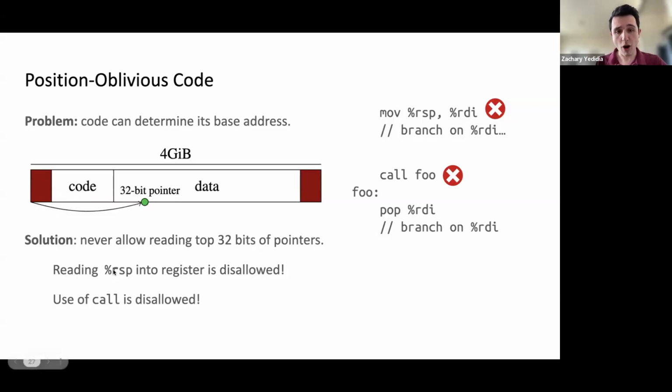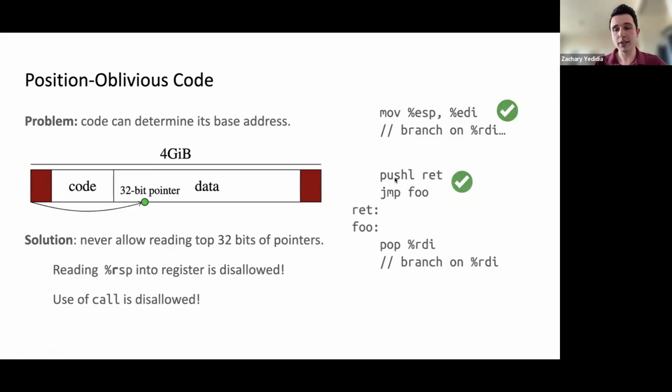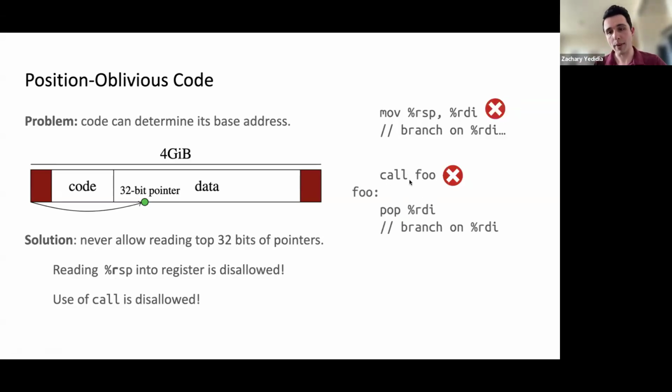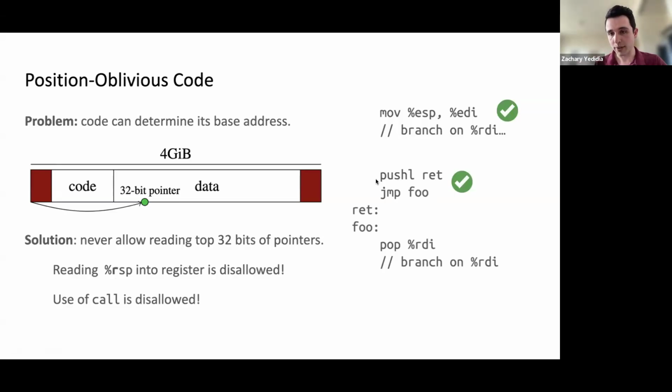So we're going to disallow reading from RSP. ESP is the bottom 32 bits of RSP, which is a 64-bit value. And so ESP can be read, but RSP cannot. And then also use of a call instruction is disallowed. And so instead our compiler is going to generate instructions that look like this. The verifier will reject any program that contains a call instruction. It will only accept programs that use sequences like this to perform calls, where it manually pushes a 32-bit address, push L, and then it uses a jump instead of a call. And similarly for accessing the stack, it accesses through ESP instead of RSP.